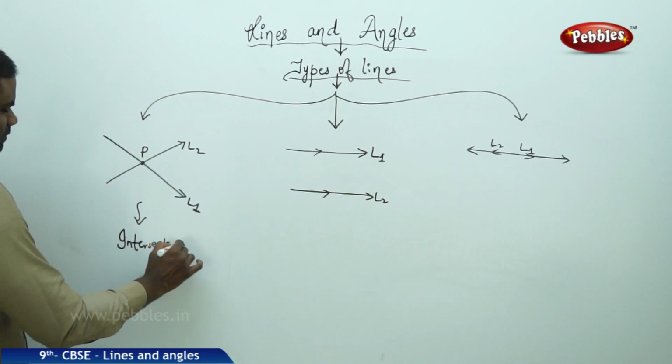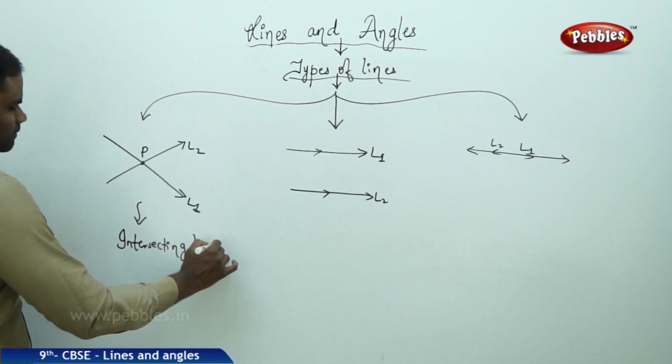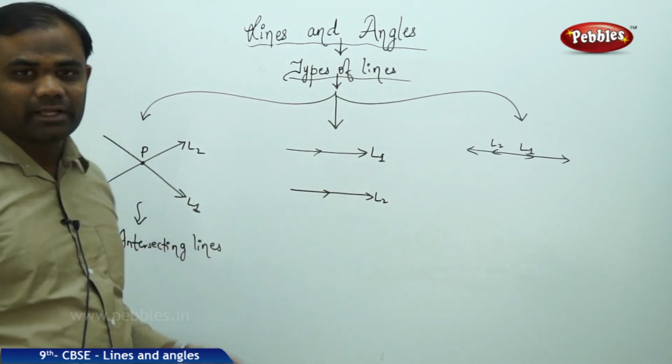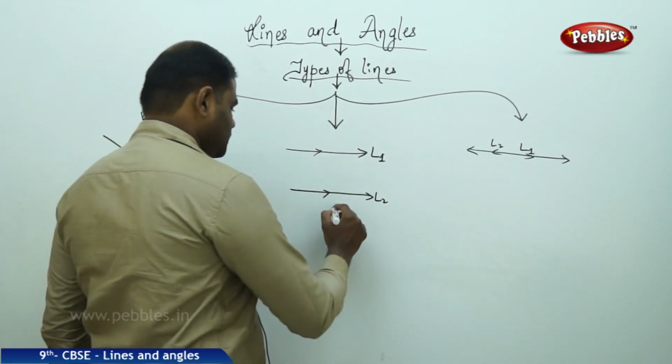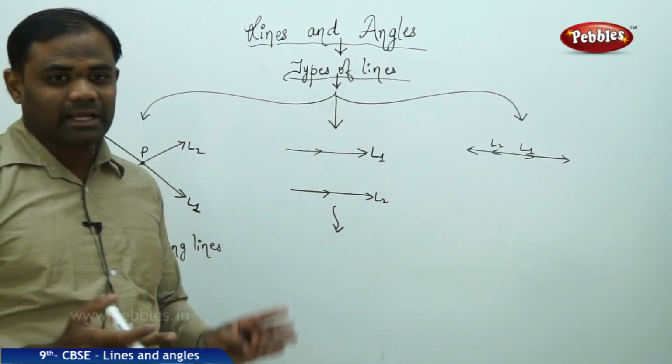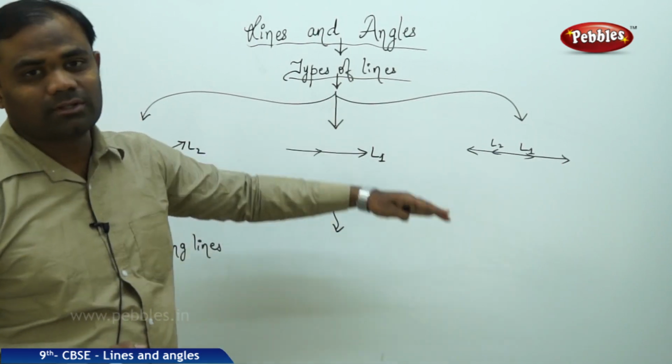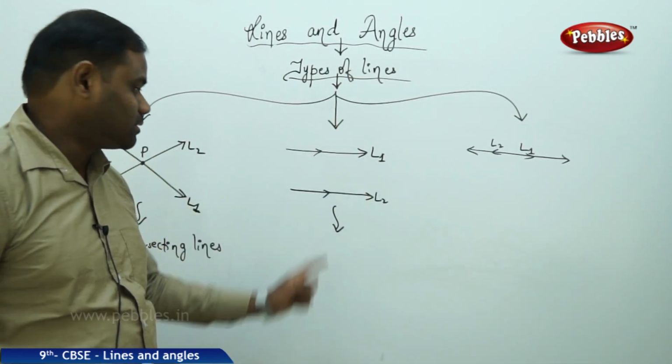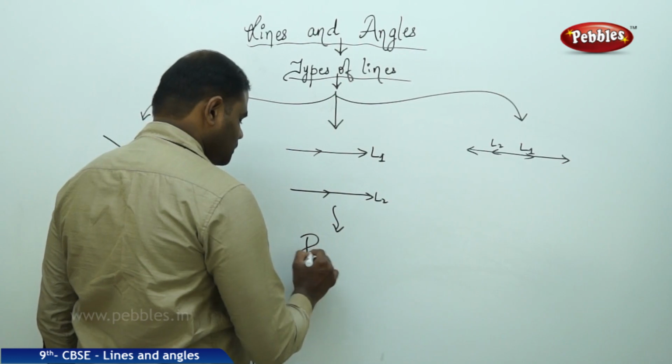intersecting lines. In such a case, these kind of lines are called intersecting lines, and when they are going exactly at equal distances on the railway track, then we say such lines are parallel lines.